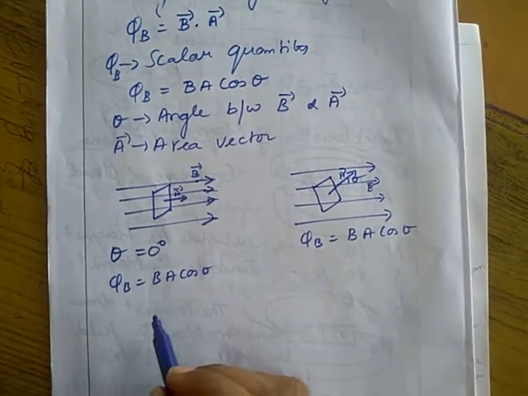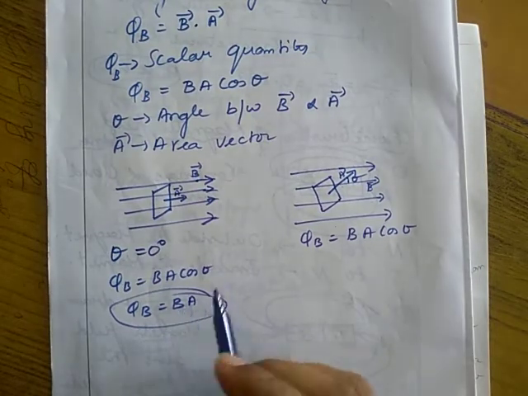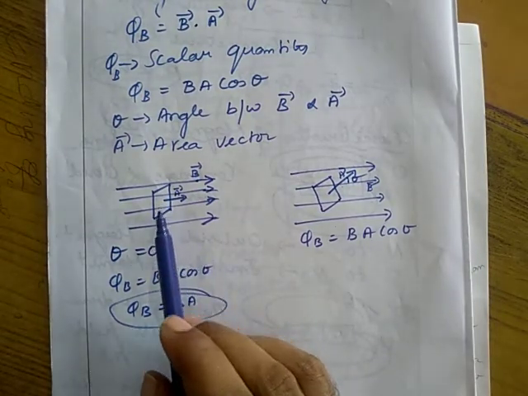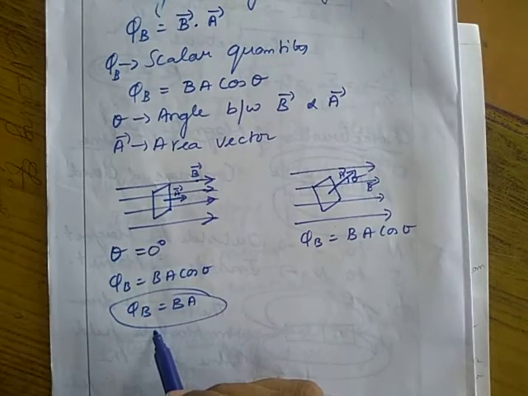Here theta is 0 degree. Cos 0 became 1. Flux phi B is equal to B A. When an area or the plane is placed perpendicular to the magnetic field, then the flux will be maximum.